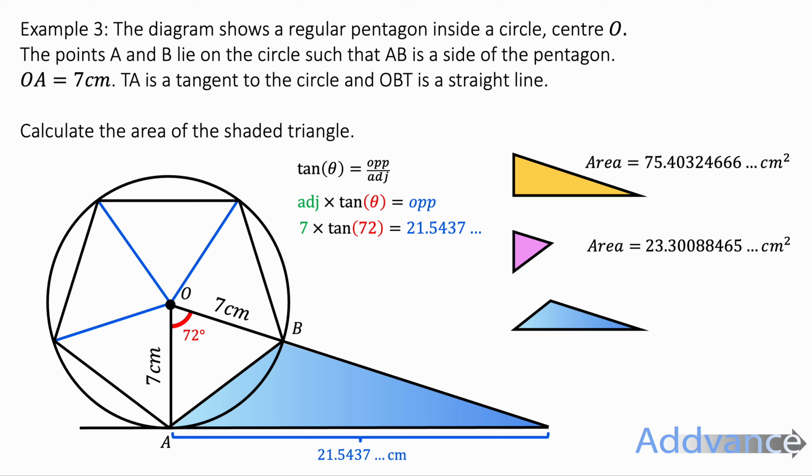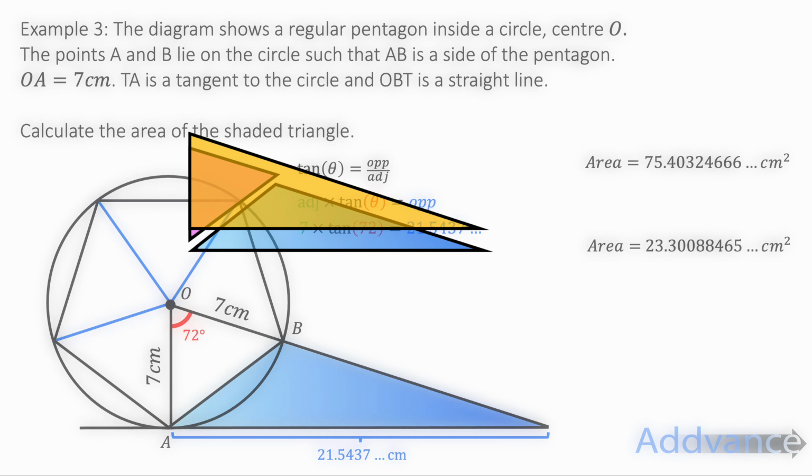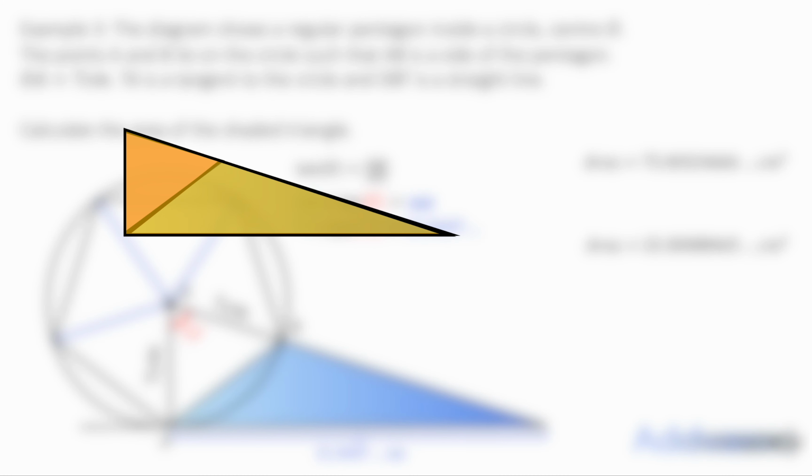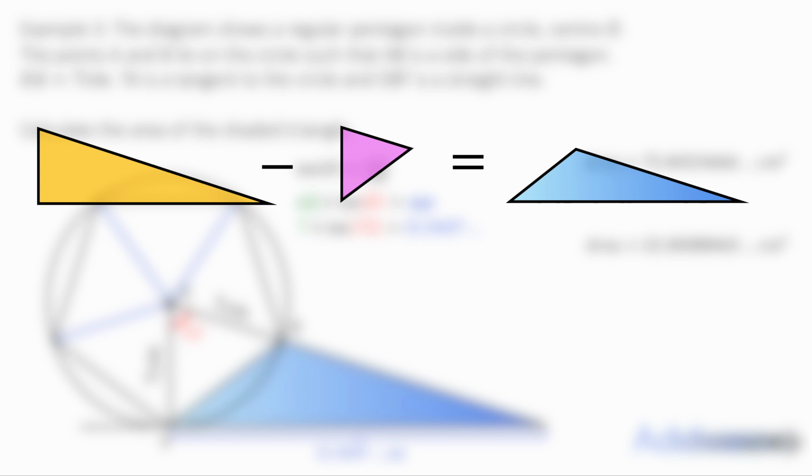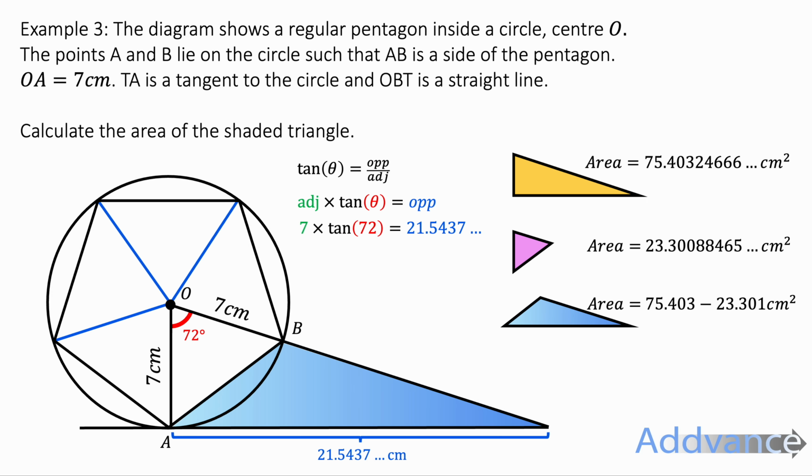And you might notice that to find the blue triangle, you combine these two, you can subtract it. So the yellow minus the pink areas will give you the blue area. And so we get the area 75.4 minus 23.3. You can subtract that on your calculator, and you should get the area is 52.1 centimeters squared. And that is the final answer.